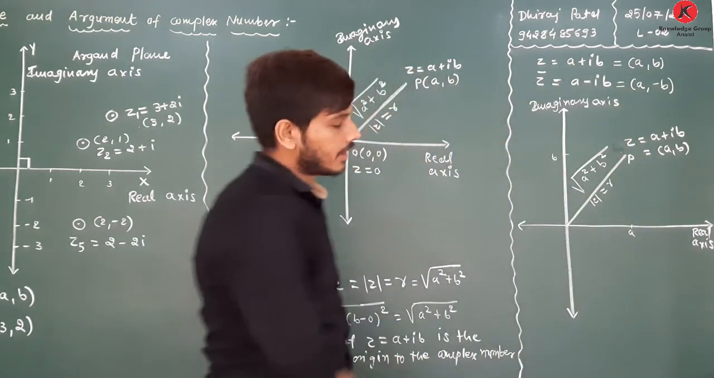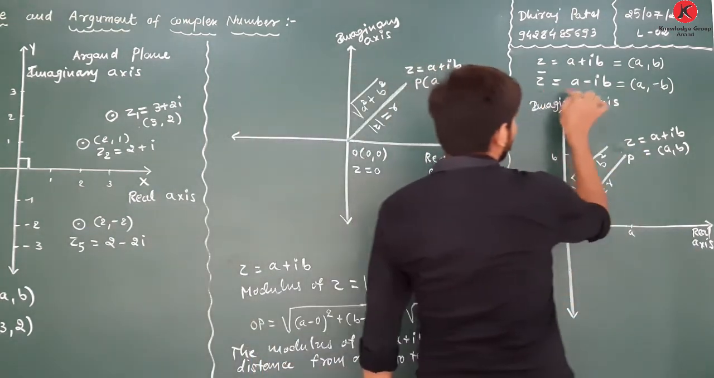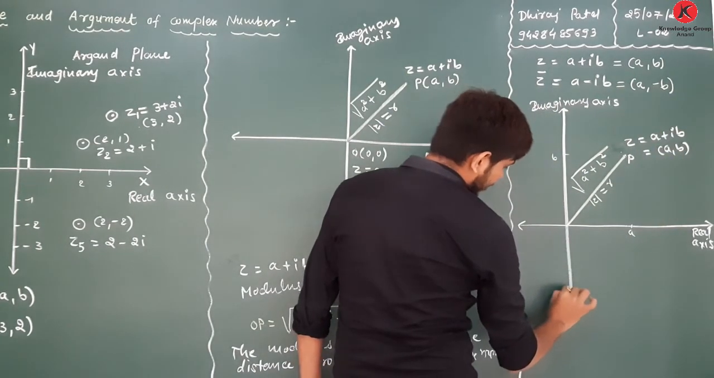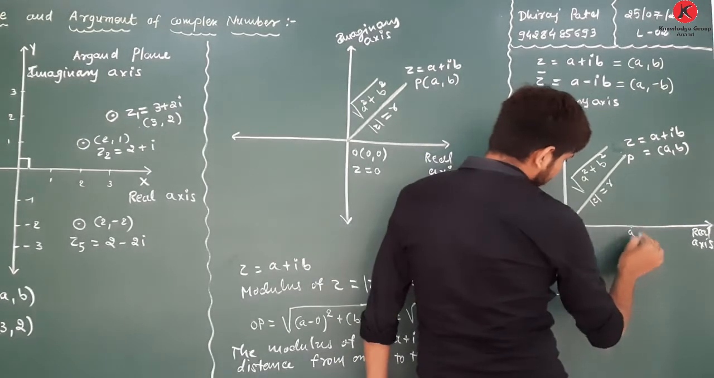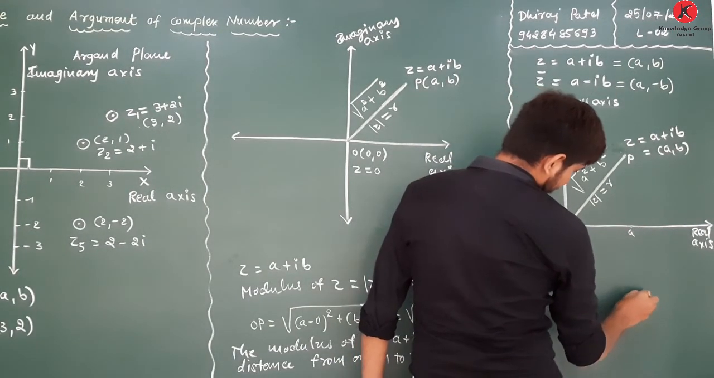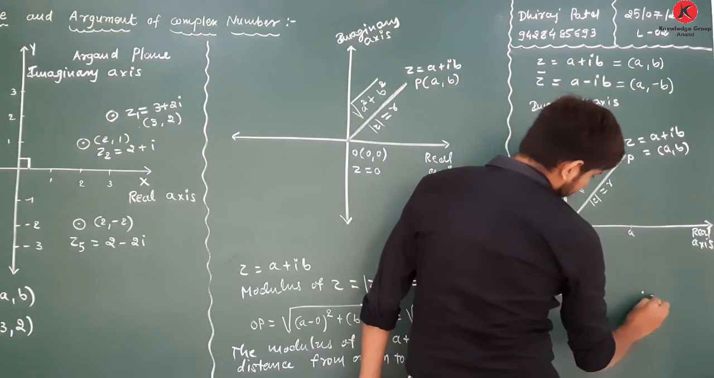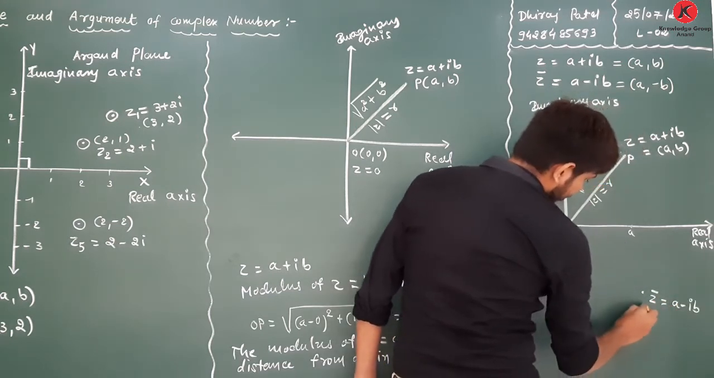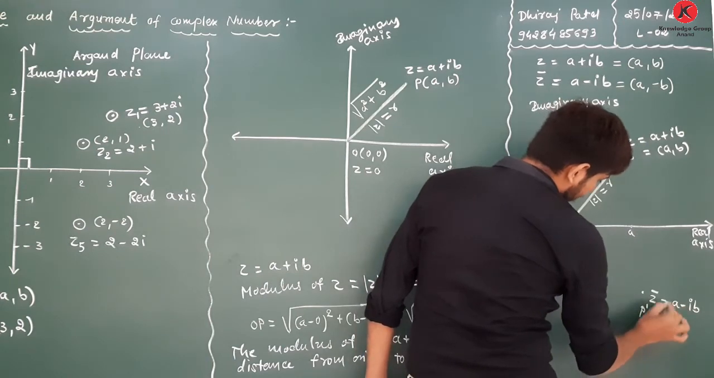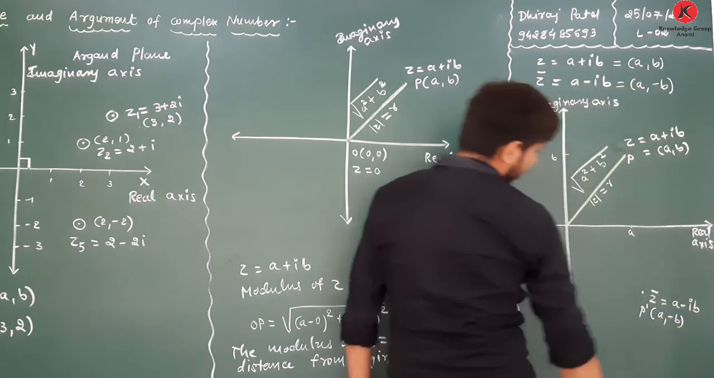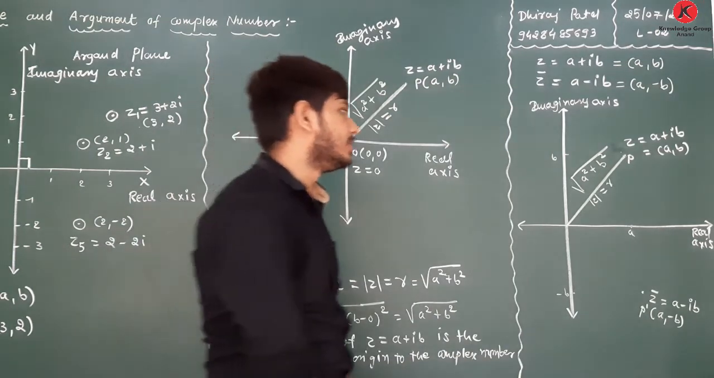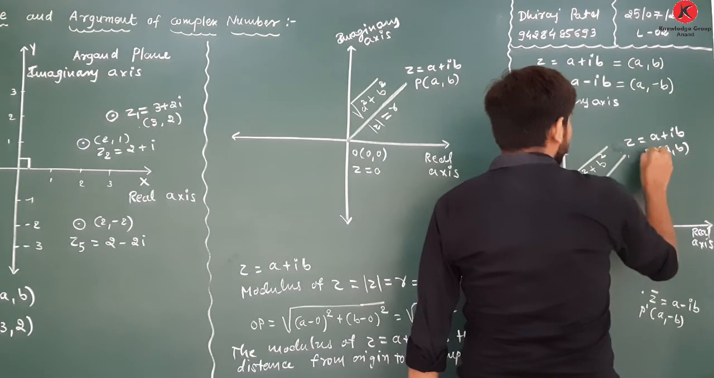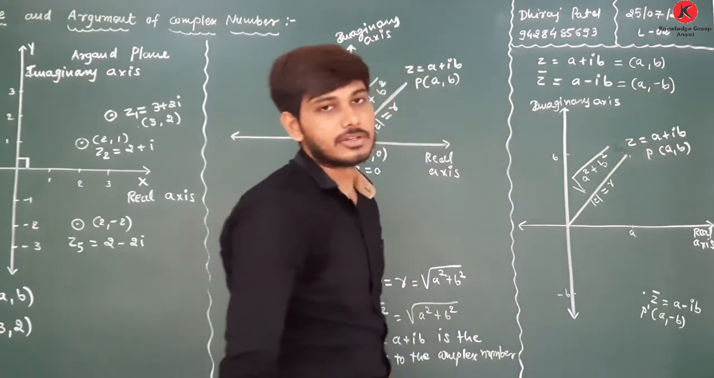Clear? Now I want to represent the point z bar, which is (a, minus b). Suppose minus b is here, therefore we get the number (a, minus b) here. z bar equals a minus ib. This point is known as P dash. The coordinates of P dash are a and minus b. The coordinates of P are (a, b) and of P dash are (a, minus b).